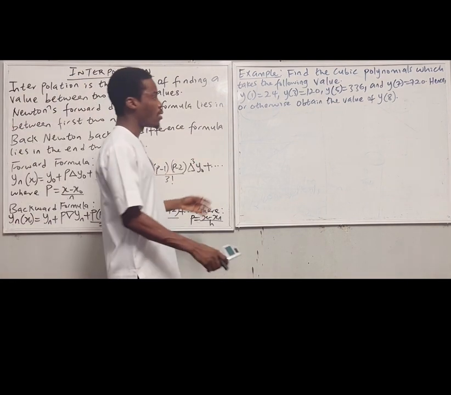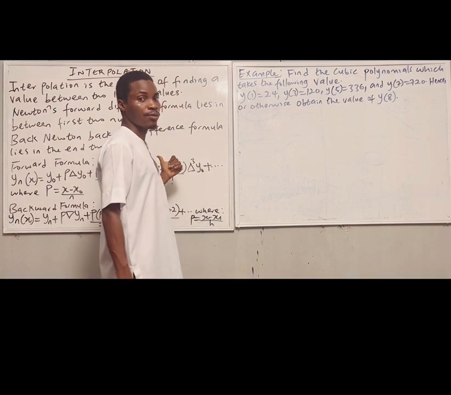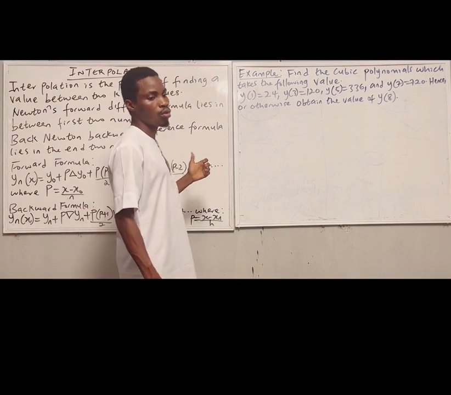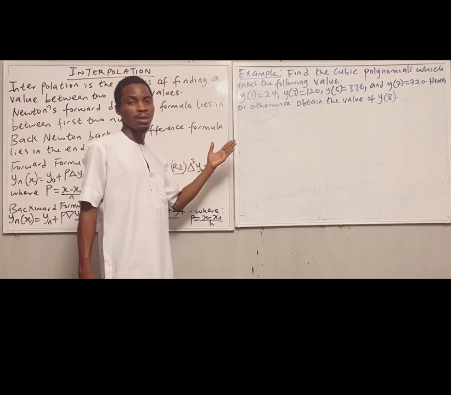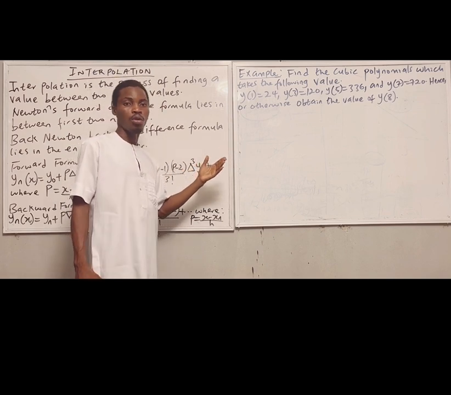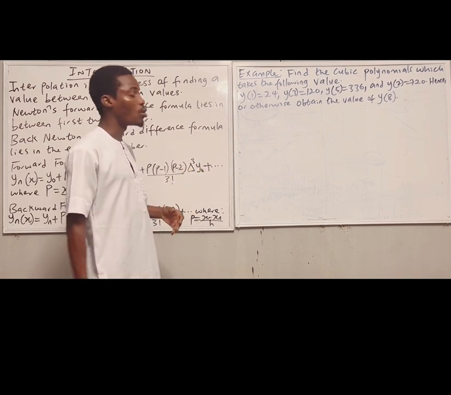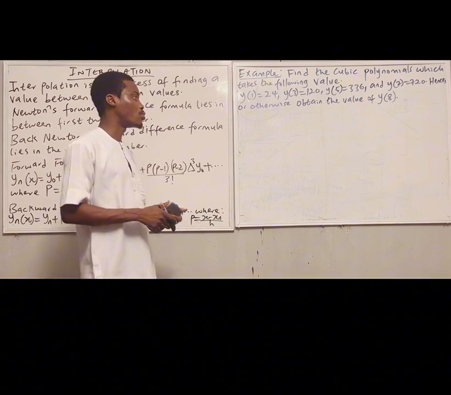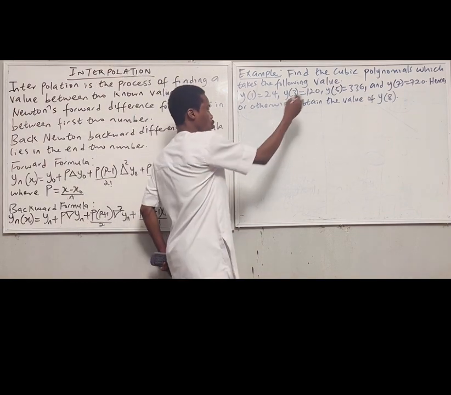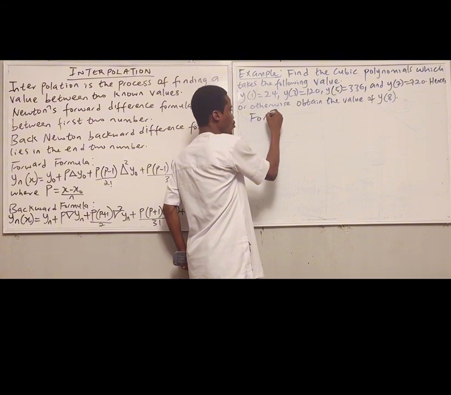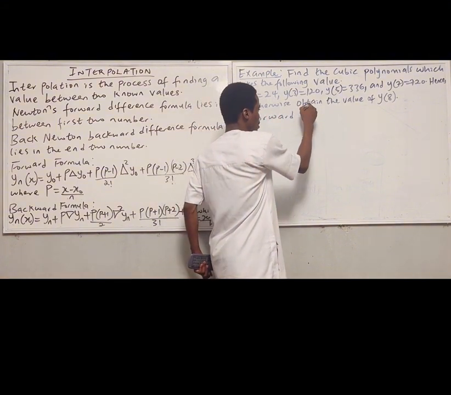For us to consider our forward formula, that's Newton's forward formula, we have to compute a forward differences table. We have to compute a finite difference table or a forward differences table. So for the solution to this, I have to compute my forward differences.